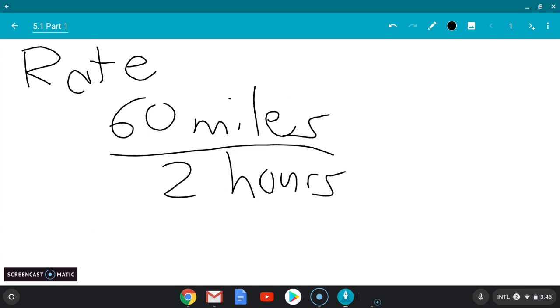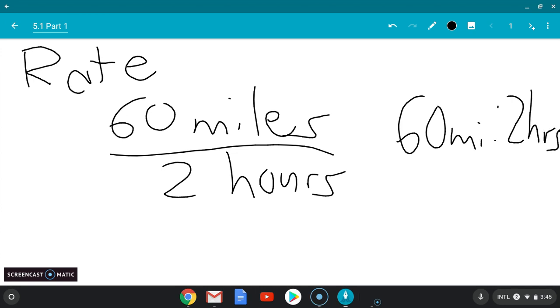Again, this could be written like this too, or it could be written with a 2 in it. We have unit rates. This is just another type of rate, a unit rate. That's when you have a rate, but the denominator, which is the thing on the bottom, is 1.